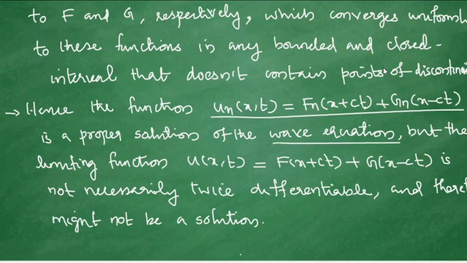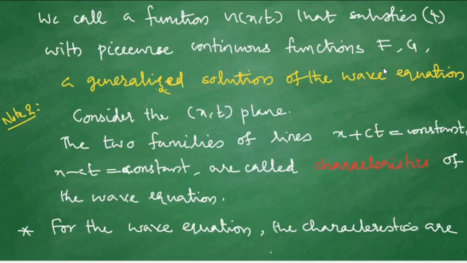But the limiting function u of x,t is equal to f of x plus ct plus g of x minus ct, which is not necessarily twice differentiable in that case where f and g are not smooth, and therefore this might not be a solution. We call a function u of x,t that satisfies equation number 4 with piecewise continuous functions f and g a generalized solution of the wave equation.